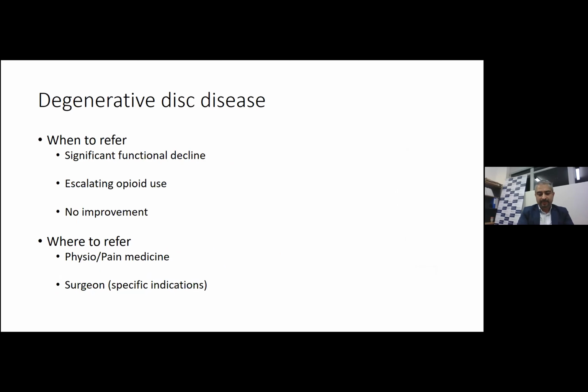Referral to a specialist is usually generic, actually. In this case, if there is any significant functional decline, the patient can't go to work, can't do the normal house activities, the opioid use is getting out of control, and despite all the management the patient is not improving, then referral to physio and pain medicine specialist is appropriate. Surgical referral can be done for this degenerative disease, but the next presenter will mention the specific indications for that.